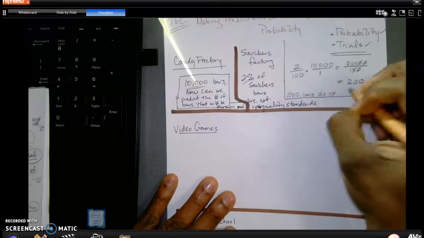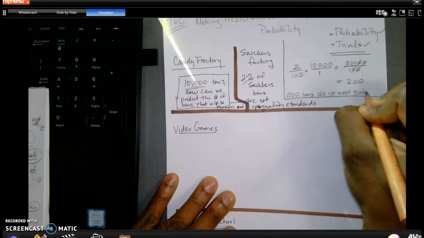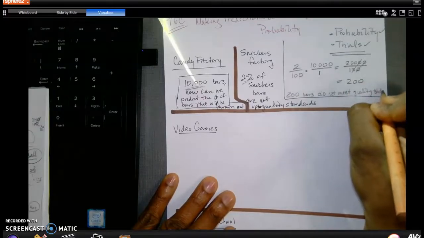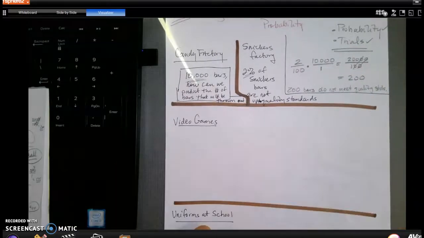About 200 bars do not meet quality standards. Okay, so on to my next example.